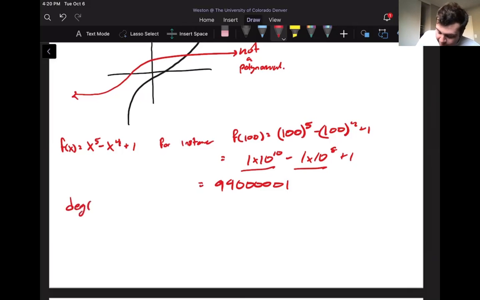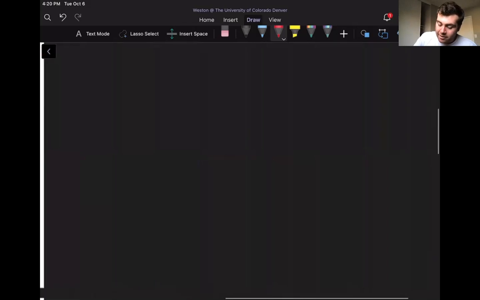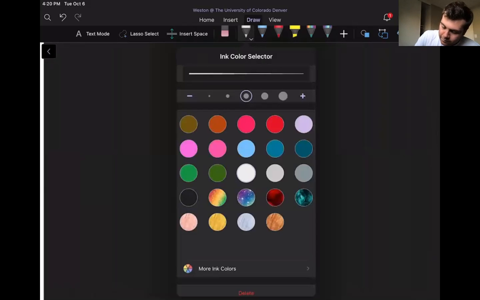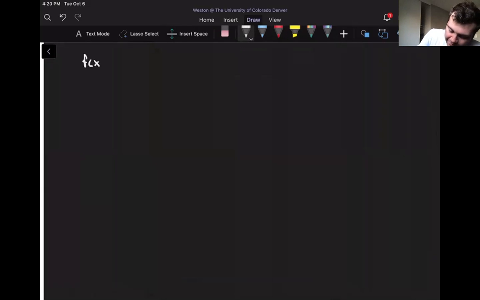So the degree of f is n, where n is the largest power of x. Let's see, I'm running out of space on my sheet, so I'll go to the side. And so if f of x equals x cubed minus x, then the degree of f is this largest power associated with x, so the degree of f is 3.